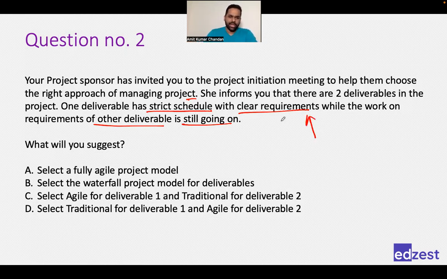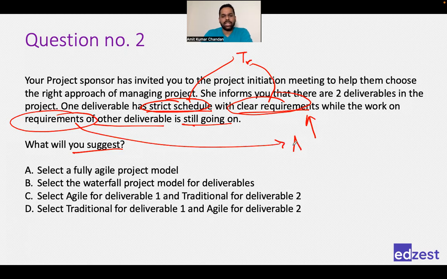Right. So what will you suggest? One deliverable has a strict schedule, so it talks about traditional. Clear requirements talks about traditional, while the work on requirements of the other deliverable is still going on, which means work on requirements is going on. So it suggests that it is agile, where we don't have clear requirements, so we may have to deliver in an incremental fashion. Okay, so let's look at the options. Select a fully agile project model.